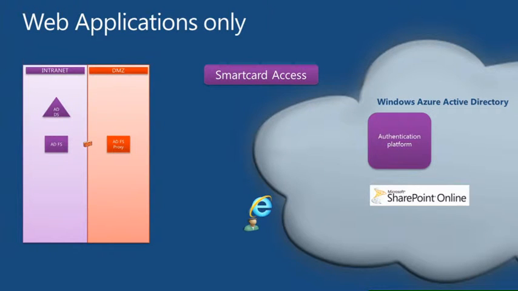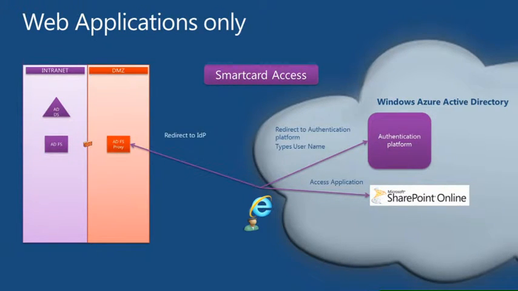So I've got my ADFS proxy and my user with a browser. They follow the same sort of dance. They access the SharePoint Online application, get redirected up to the authentication platform, go through realm discovery, and end up back at the ADFS proxy. In this case, the ADFS proxy prompts them: give me your smart card. They provide that smart card credential, get their token, go back, present it, and then get access to the system.